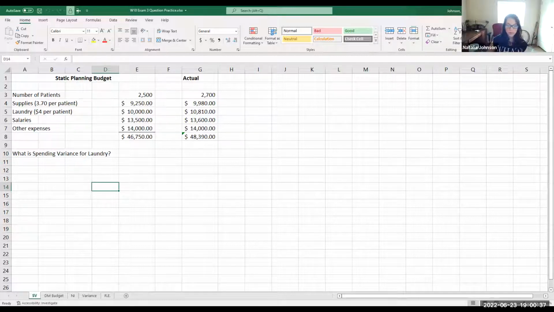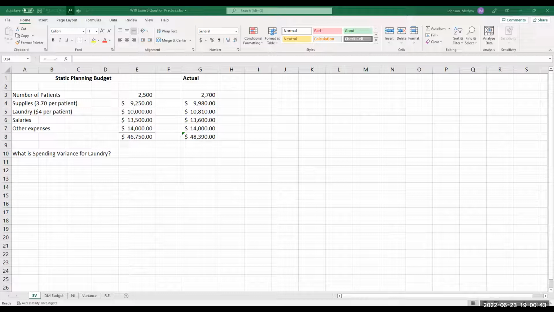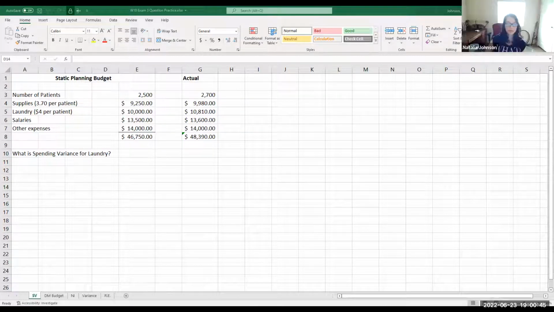If I open Google Chrome, can you see it or can you only see the Excel? I think I only see the Excel. Okay. All right.